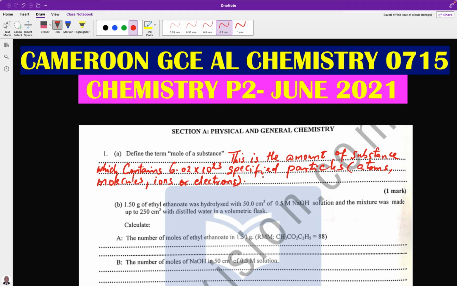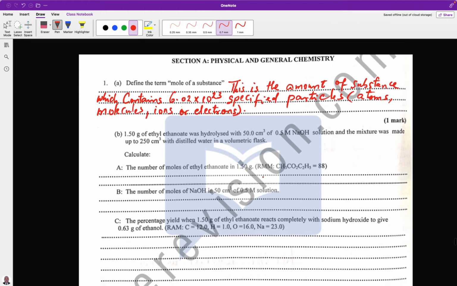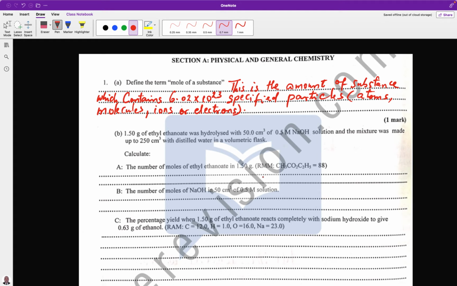Then the second question says 1.5 gram of ethyl ethanoate was hydrolyzed with 50 cm cube of 0.5 molar sodium hydroxide solution, and that the mixture was made up to 250 cm cube with distilled water in a volumetric flask. Calculate A, the number of moles of ethyl ethanoate in 1.5 gram, and they have given the MR of ethyl ethanoate as 88.